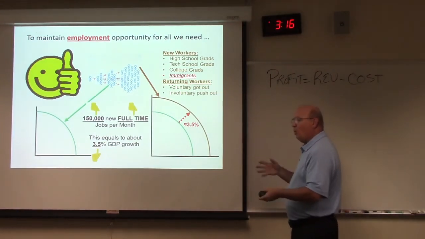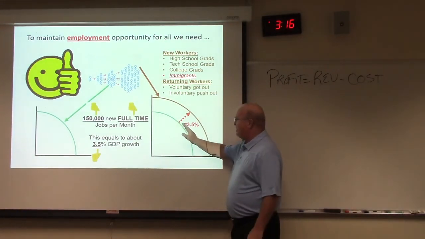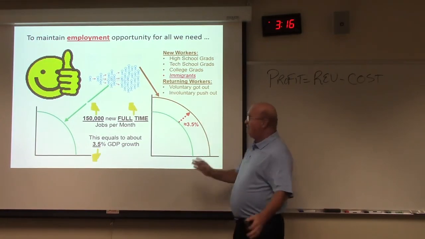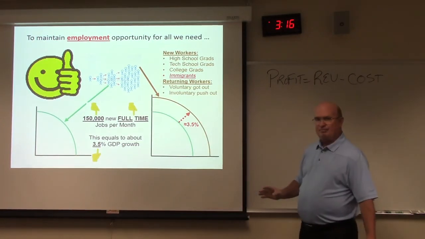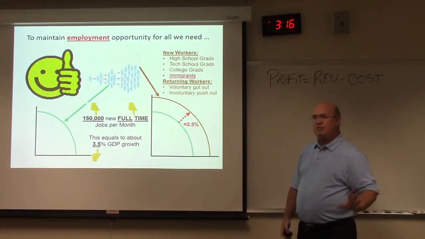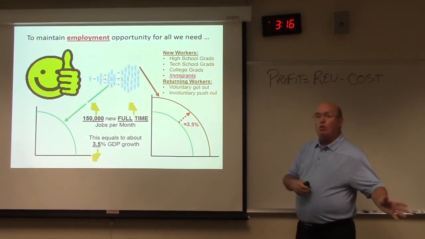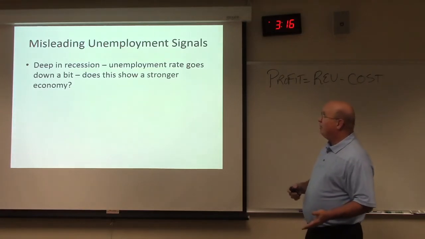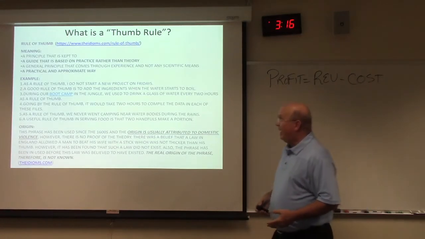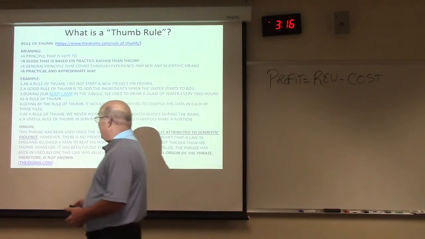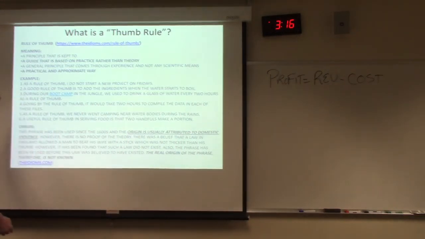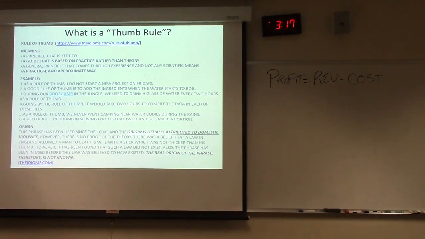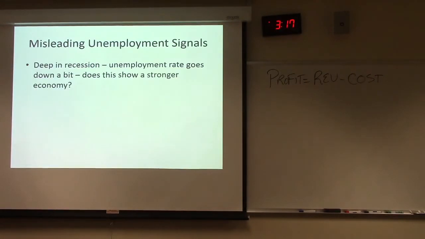Now that equates to somewhere around 3.5% GDP growth. Now we haven't had that in a long time, and there's a whole bunch of reasons why, but we're getting more towards that than we used to be. All right, now remember I said that's a rule of thumb. Rule of thumb is just generally what most economists look at.